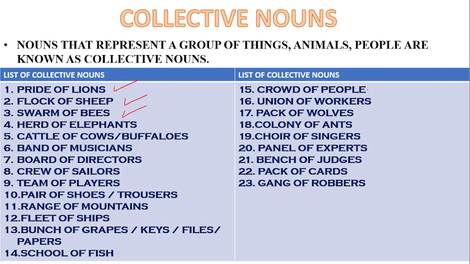For a lot of people we can say a crowd of people. For wolves we can say a pack of wolves. For a lot of ants we can say colony of ants. Okay, for a lot of robbers we can say gang of robbers. So these are the basic collective nouns that are used in your day-to-day life.